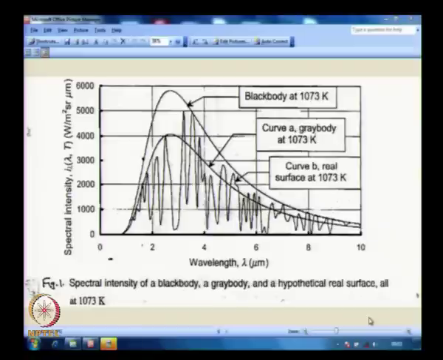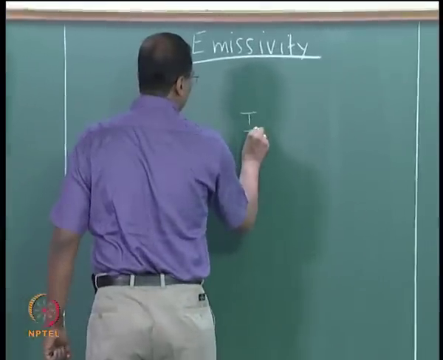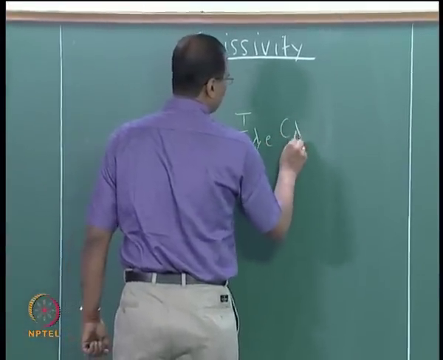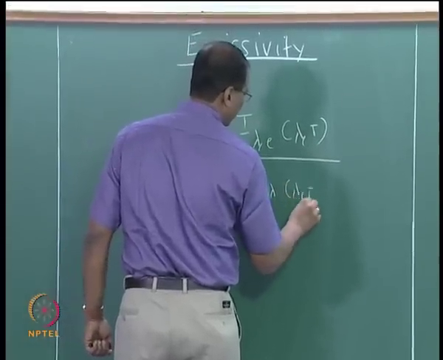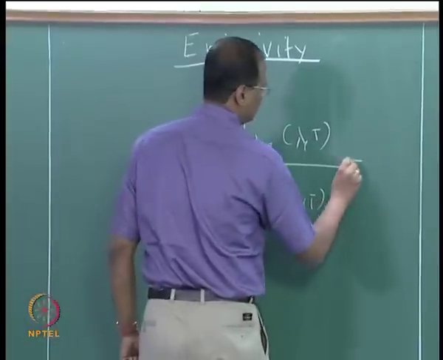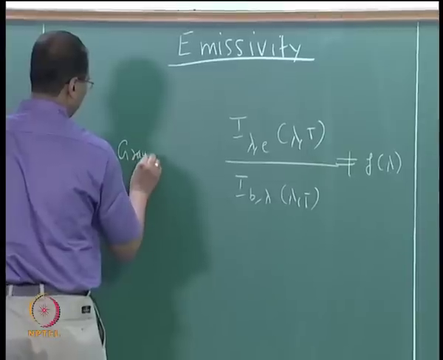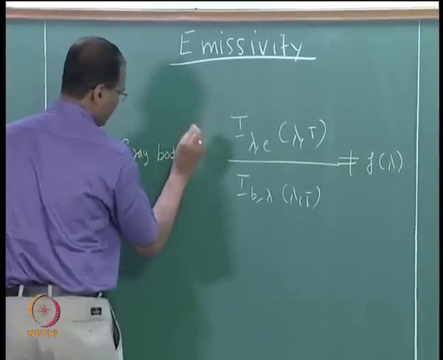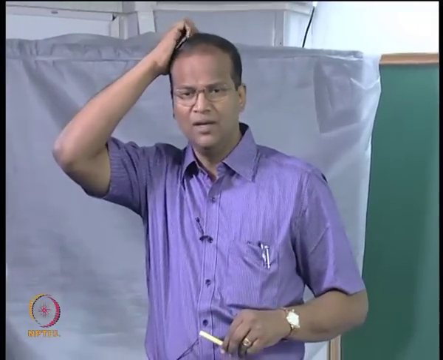So the topmost curve is a black body at 1073, so that follows the Planck's distribution. Then there is a hypothetical surface which corresponds to curve A, which is a gray body. A gray body is one in which I lambda E. Watch, I am using I lambda E. What does that E mean?